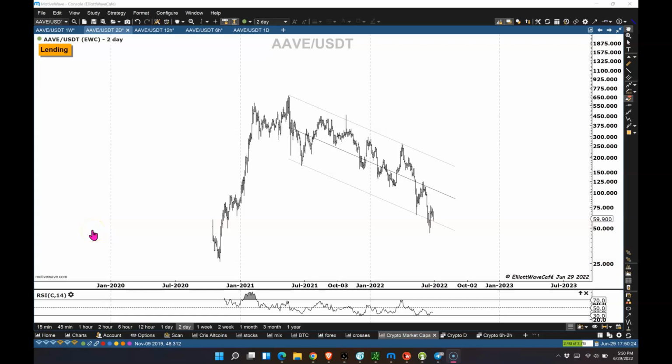Hello everyone, today I will take a look at AAVE versus the US dollar. We will take a look at some Elliott wave counts and find out what's next for this coin. If you want to stop your video and take a shot at labeling this, I'm curious what you come up with and how you think this coin should be labeled.